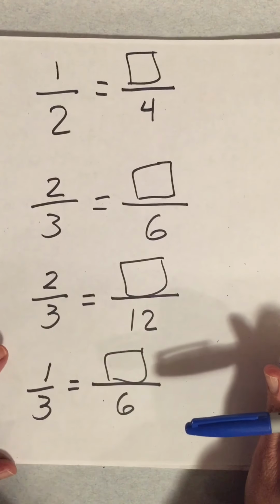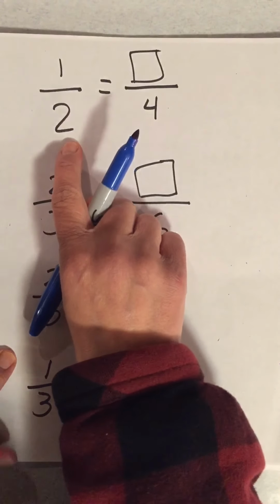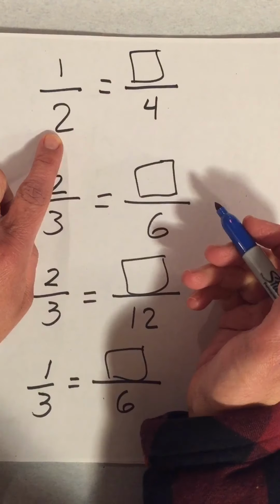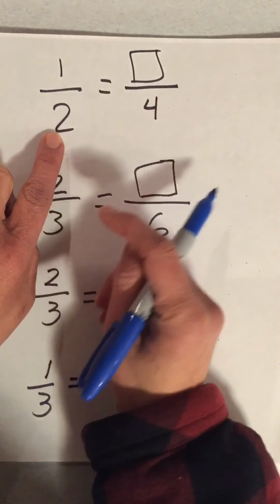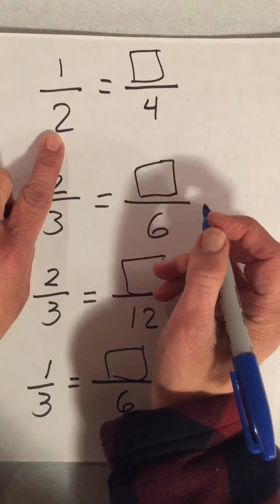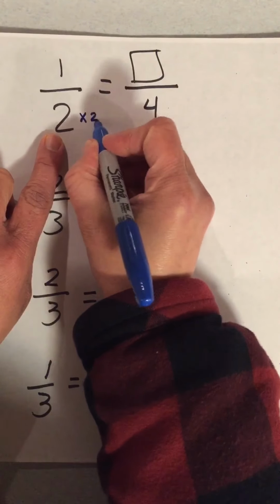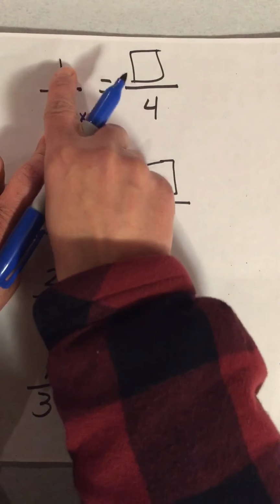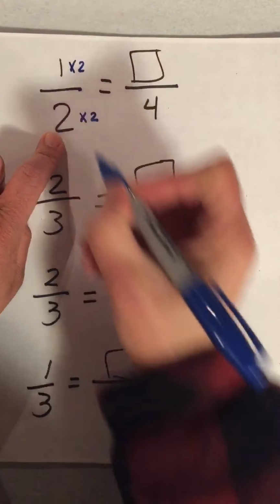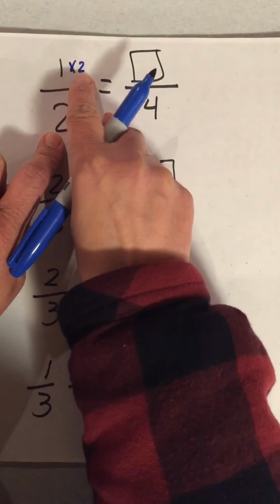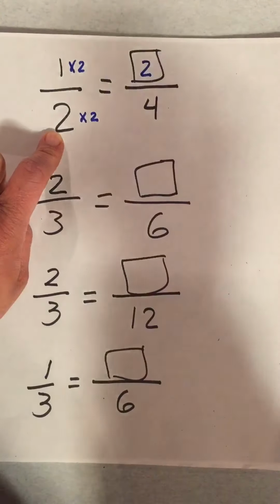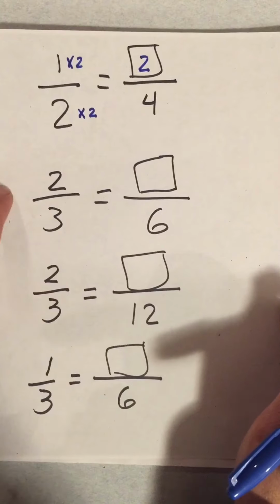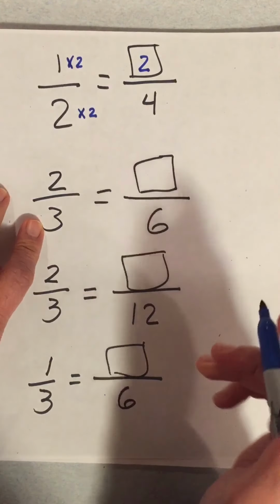All right, so here's what we've got. Here's how we think about it. We've got one half equals something over 4, right? Well, how did this 2 become a 4? What did I multiply it by? I multiplied it by 2. If I multiply the denominator by 2, then I multiply the numerator by 2. 1 times 2 is 2. I'm going to tell you right now, you guys need to know your multiplication tables. You have to, okay? Work on that.